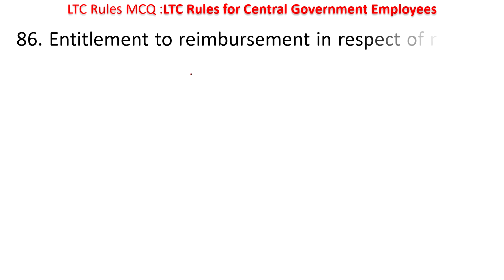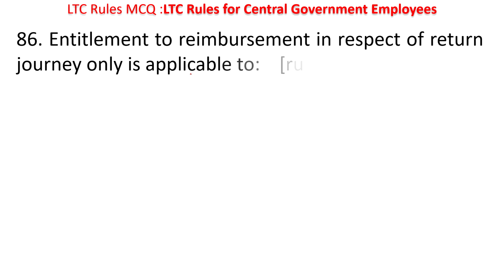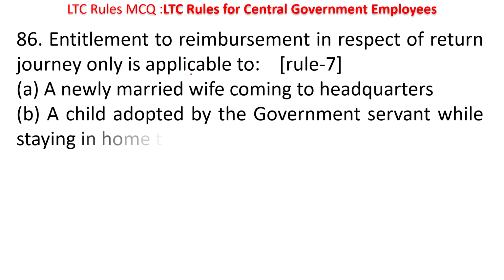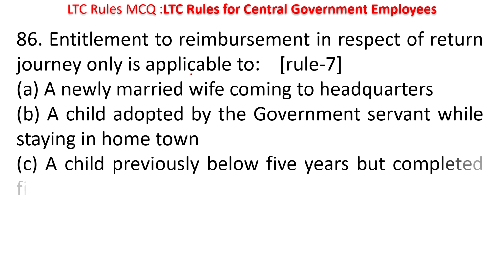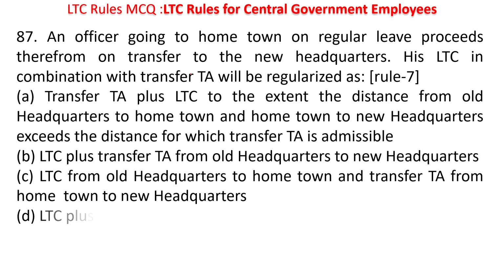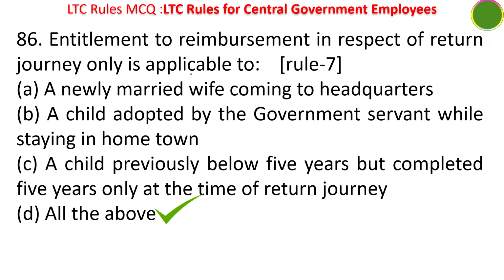Next question. Entitlement to reimbursement in respect of return journey only, as per Rule 7 of LTC rules, is applicable to: a newly married wife coming to headquarters; a child adopted by the government servant while staying in hometown; a child previously below 5 years but who completed 5 years only at the time of return journey; all of the above. The answer is all of the above.